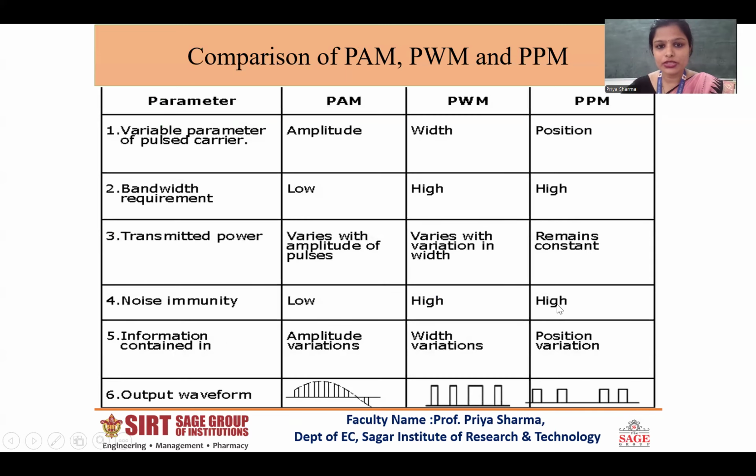This is the comparison between all the analog pulse modulation techniques which I have taught in this whole lecture, converted to a tabular form. Firstly, the variable parameter of the pulse carrier: here it is the amplitude, then the width, then the position. Bandwidth requirement is minimum in PAM and higher in pulse width and pulse position. Transmitted power varies with the amplitude of pulses, it varies with the width, and it remains constant for position. Noise immunity is lower in pulse amplitude modulation and higher in both of the others. And the information is contained in the amplitude here, in the width here, and in the position here. And this is the waveform which we have earlier discussed.